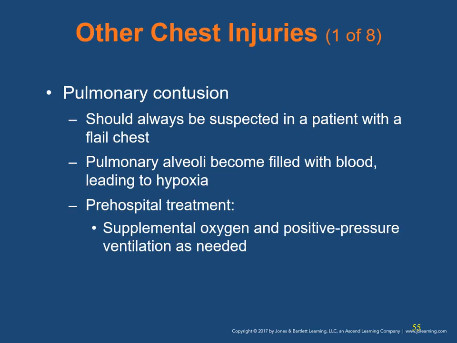Other chest injuries. Pulmonary contusion should also be suspected if the patient has a flail chest. The pulmonary alveoli become filled with blood and fluid accumulates in the injured area, leaving the patient hypoxic. Pre-hospital treatment. Provide supplemental oxygen and positive pressure ventilation as needed to ensure adequate oxygenation and ventilation.